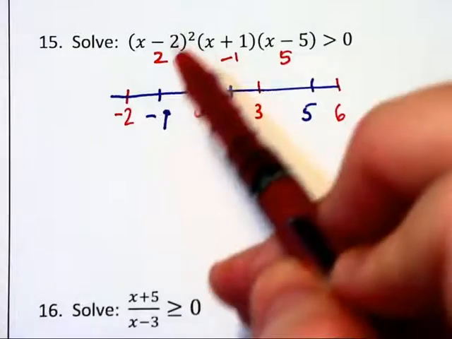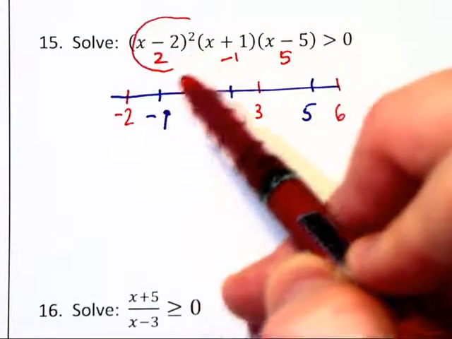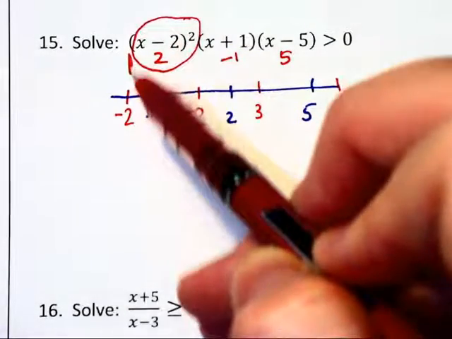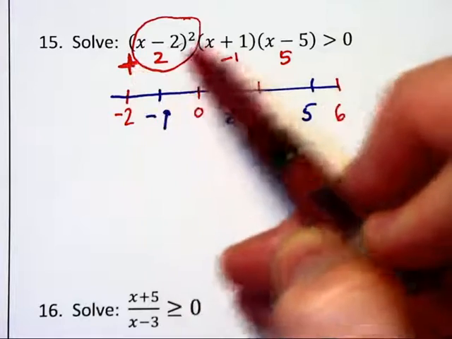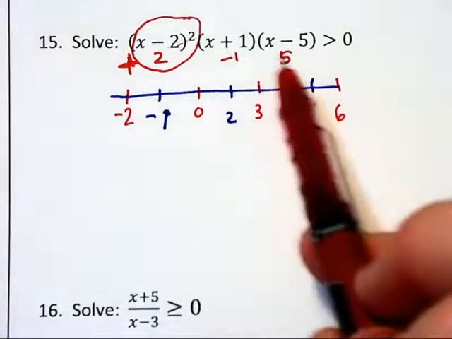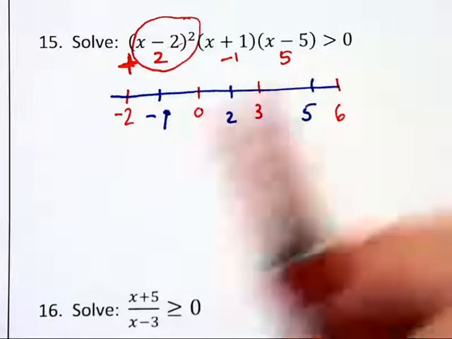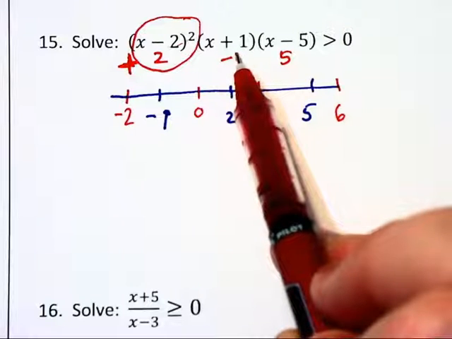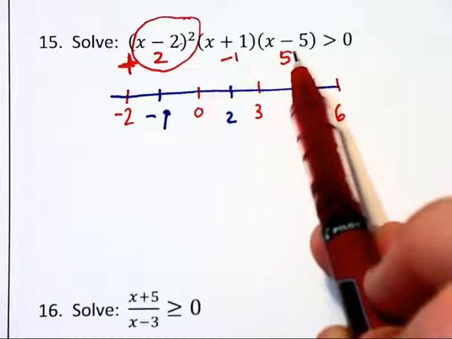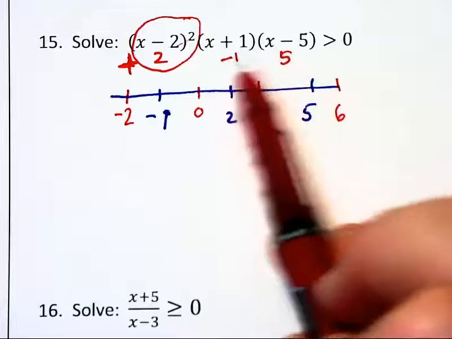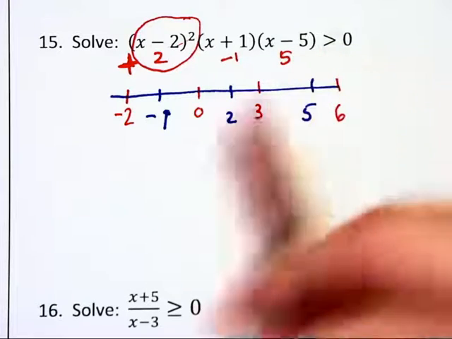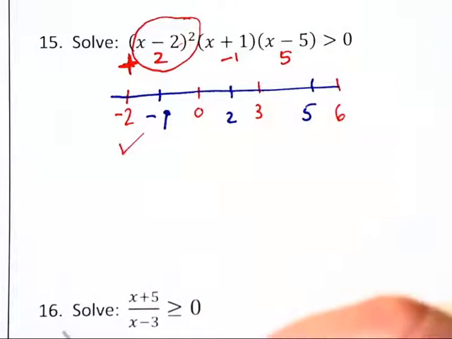No matter what number gets plugged into this first parentheses, the result is going to end up being positive because we've got a quantity squared. So I really only have to analyze the next two. When I stick -2 in the first parentheses, I get a negative. The next one, a negative, and their product is positive, and we want this to be greater than 0, so -2, ding ding ding, works.